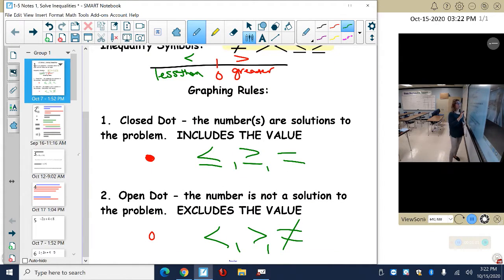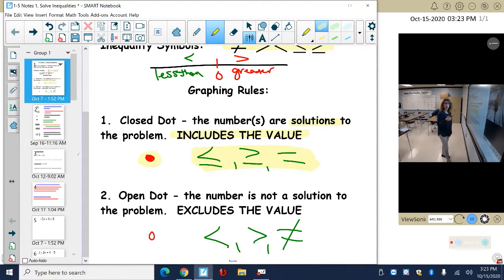The next thing you need to know is the closed dot. A closed dot means that it can be a solution, that it is a solution to the value. You are including it in the answer. The symbols that are going to be a closed dot are greater than or equal to, less than or equal to, and equal to. Those three symbols require the closed dot.